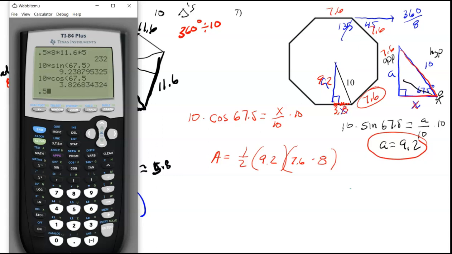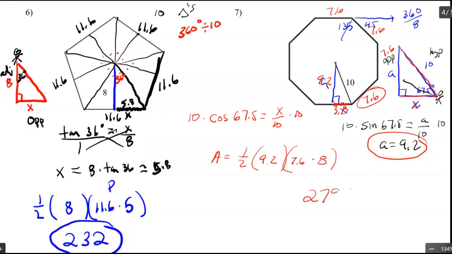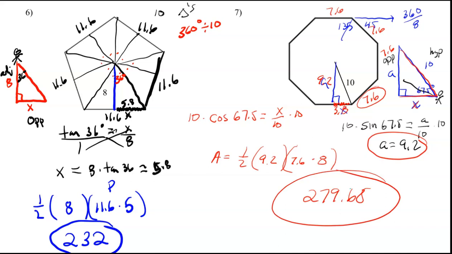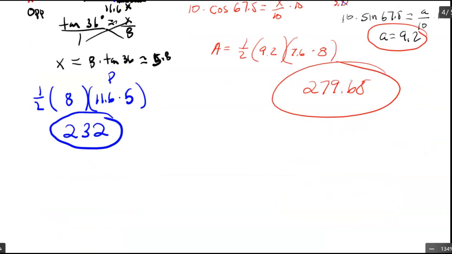0.5 times 9.2. Check that. 9.2 times 7.6 times 8. 279.68. Wow, that was a lot of work. That's like the hardest one. When you're given that radius or that spoke, that's the toughest one.